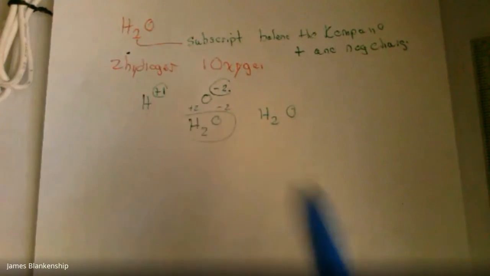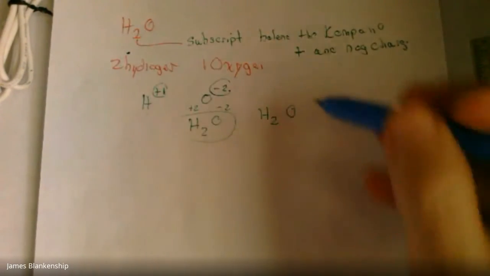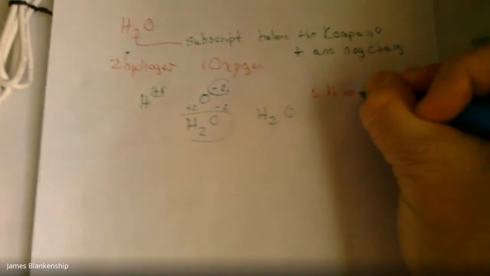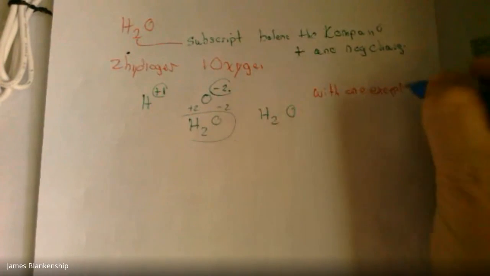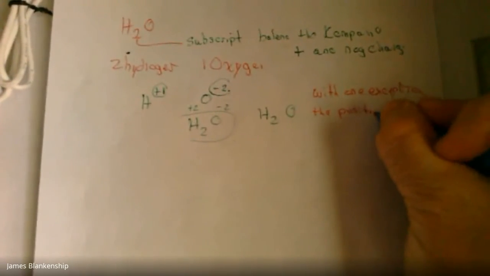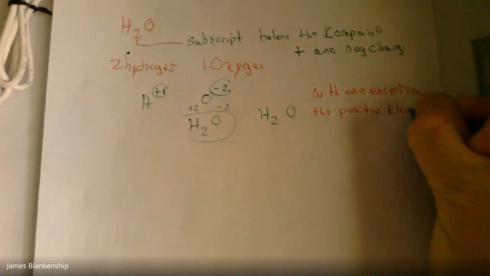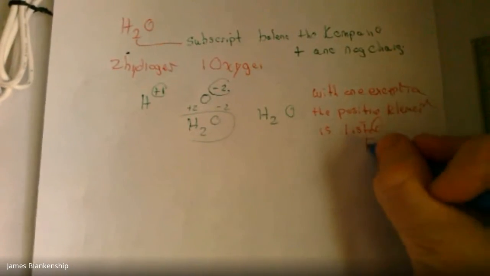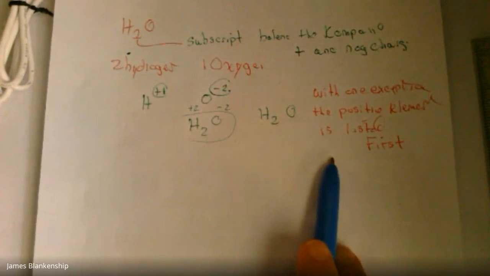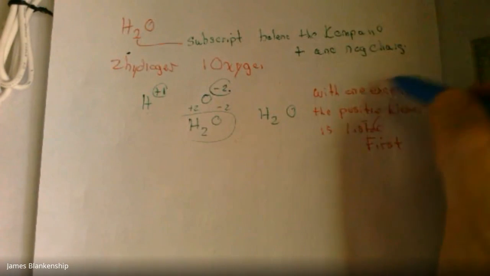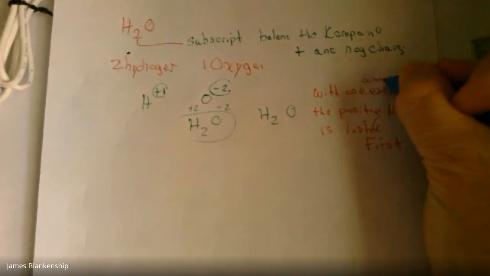And here's another thing. I'm going to show you the exception, but I'm just going to say with one exception, the positive element is listed first. I'll say one common exception.